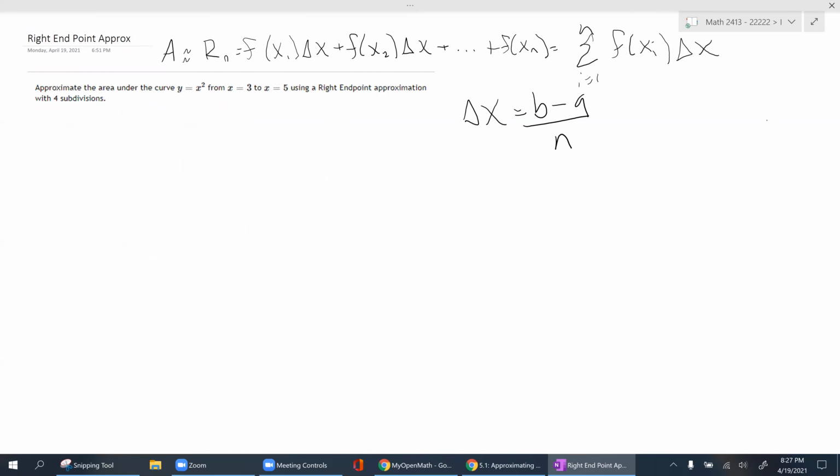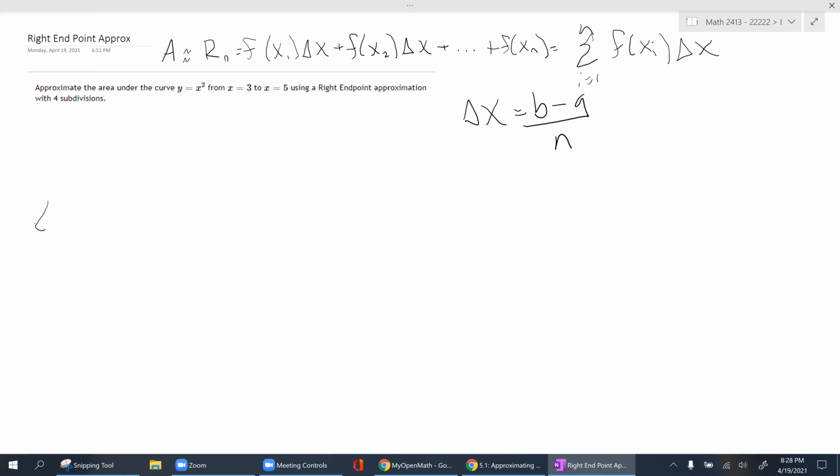Okay, we're going to be finding areas under a curve using what's known as right endpoints and left endpoints. Without a graph, you are given this function and you're told, hey, you have this curve. I want you to find the area between 3 and 5 using endpoint approximation. It's not going to be the exact answer, but it's going to be pretty close. And they want you to use 4 subdivisions.